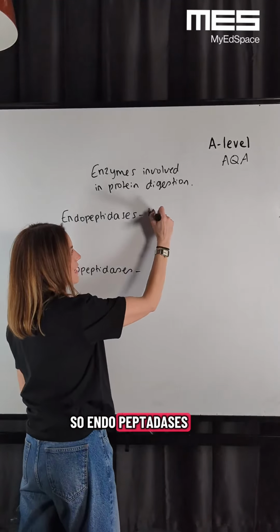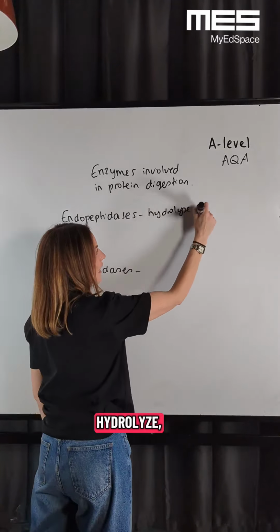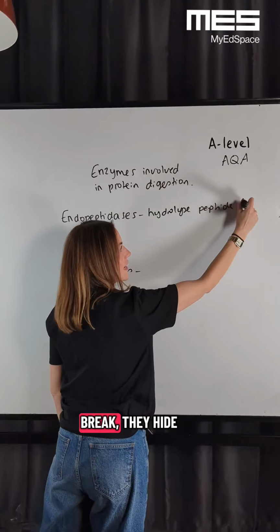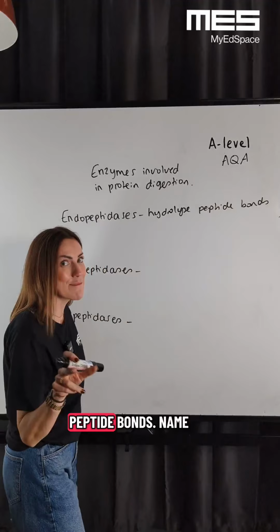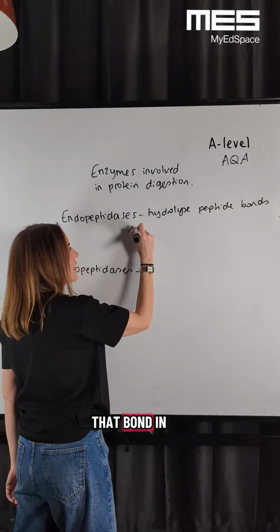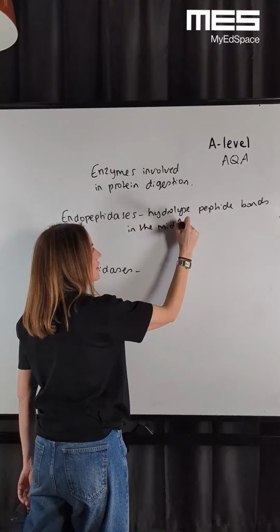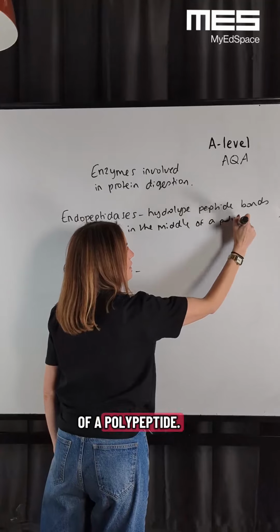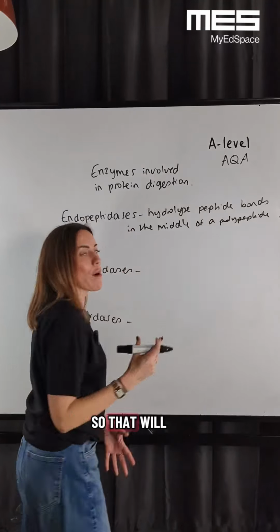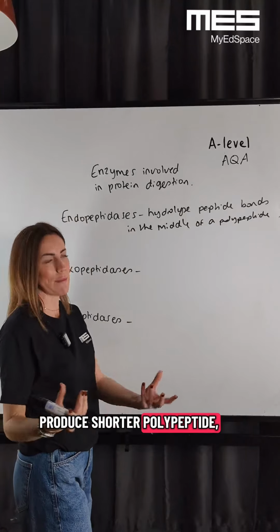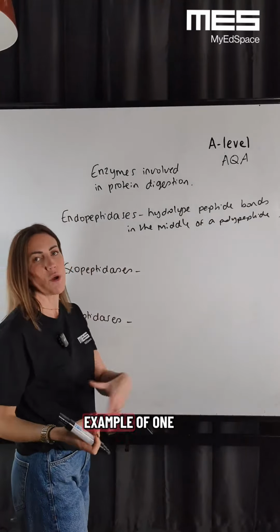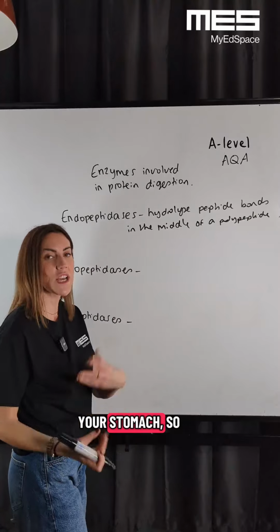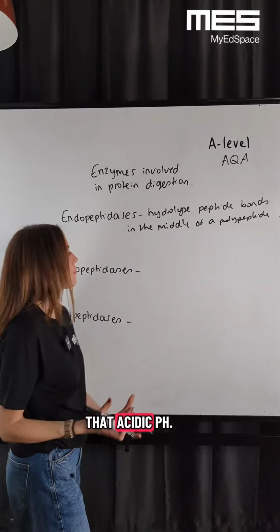So endopeptidases hydrolyze, don't just say break, they hydrolyze peptide bonds, name that bond, in the middle. That's where the endo bit is useful, in the middle of a polypeptide. So that will produce shorter polypeptides, shorter chains. An example of one of those would be pepsin, which is in your stomach. So it works at that acidic pH.